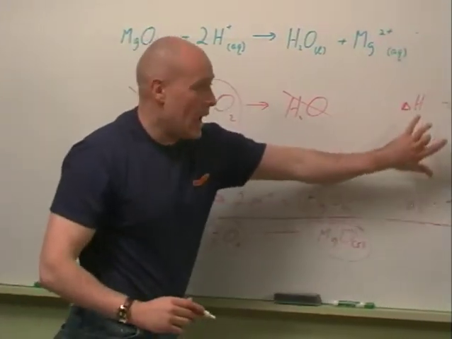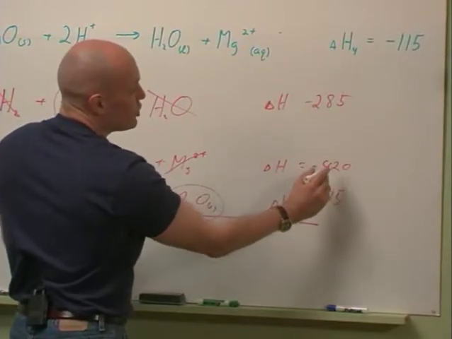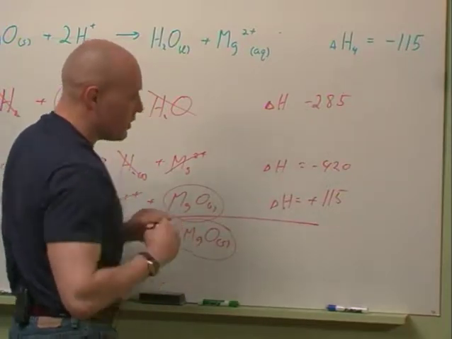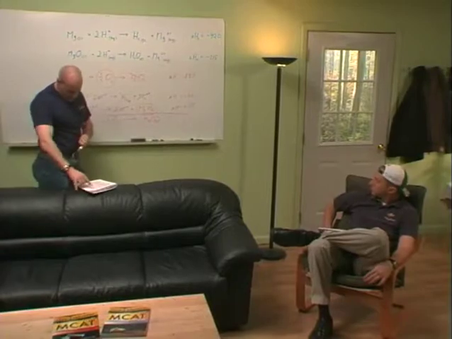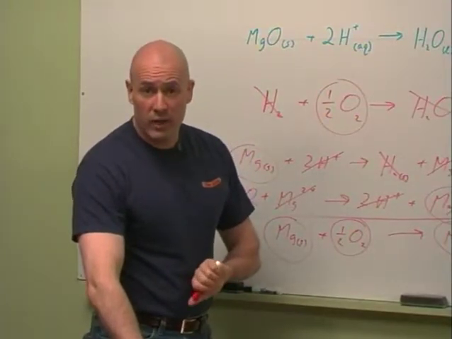So now I can just add these up, and I have negative 285 and a negative 420. That's about a negative 700 minus another 100. So I'm a little bit under a negative 600. So if we take a look here, I have answer choice C, negative 590.